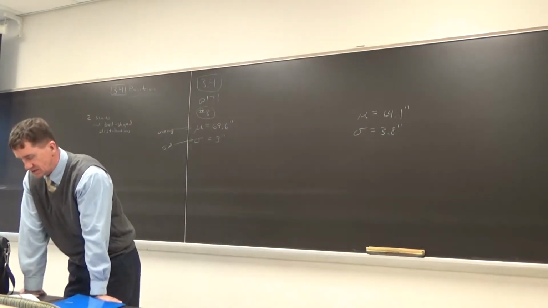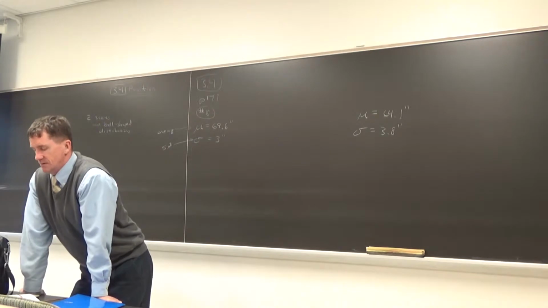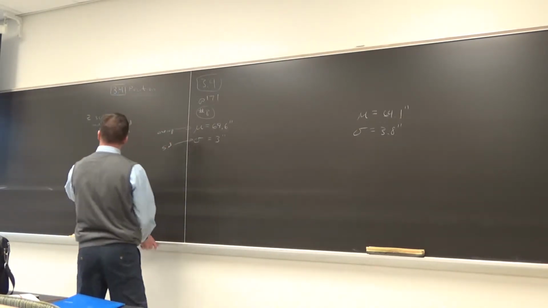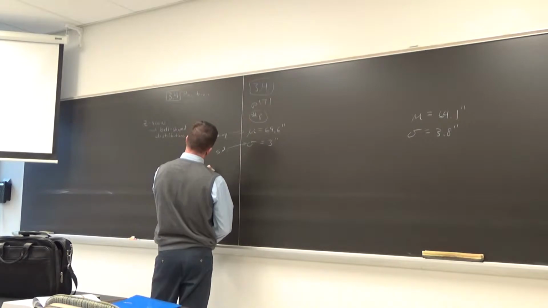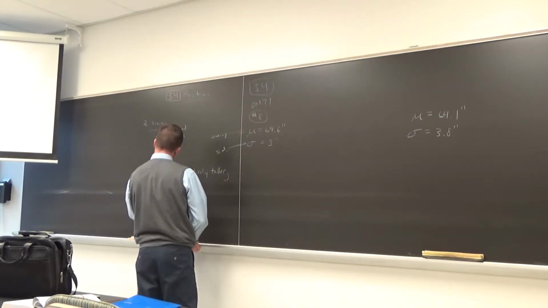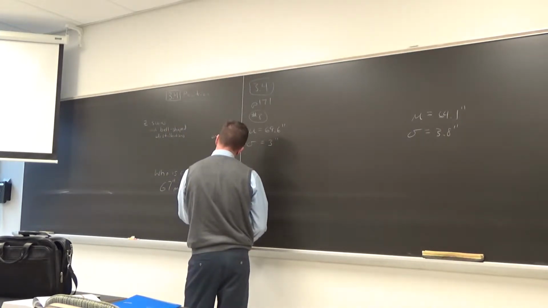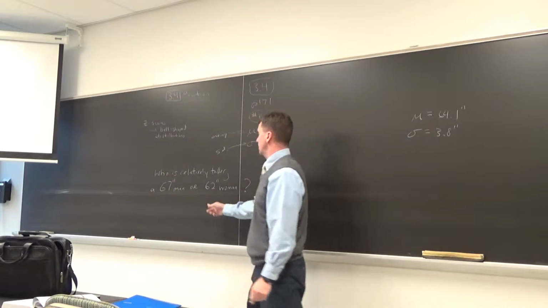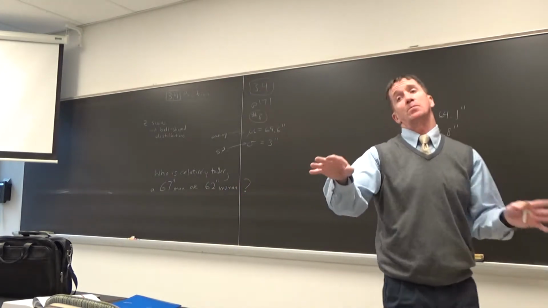And the question they're asking in number 8, in these bell-shaped distributions, they're both bell-shaped, who is relatively taller, a 67-inch man or a 62-inch woman? So that's the question we're going to answer. Who is relatively taller? A 67-inch tall man or a 62-inch tall woman. And they're talking about the height there. Who is taller relative to their population?